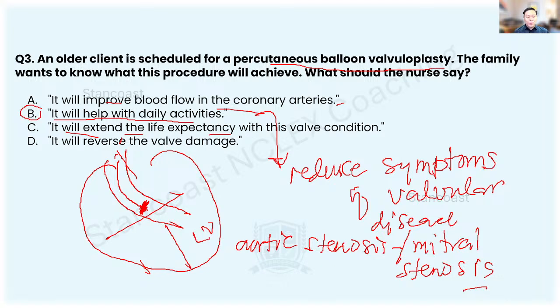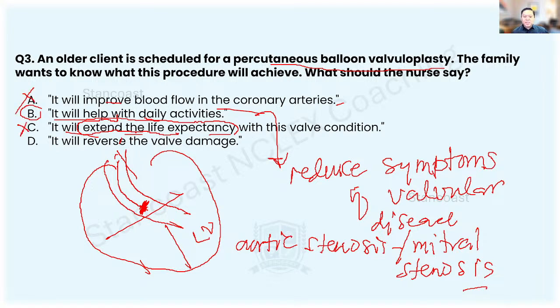Letter C, it will extend the life expectancy with this valve condition. Yeah, it can improve, but not necessarily prolong the life expectancy. It can improve, but not prolong. Not extending the life expectancy makes this statement wrong. Okay? This is wrong.